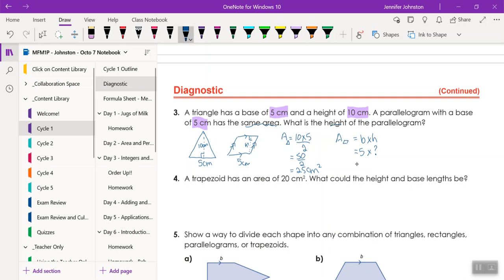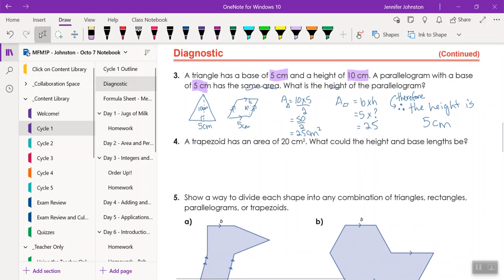So if we're trying to make this into what 5 times what is to give us 25, that means we could put 3 little dots. That means therefore. Therefore in math. So instead of writing therefore, we can always write those 3 little dots. So therefore, the height is 5 centimeters. That's it. All right. Hopefully it's going okay so far.